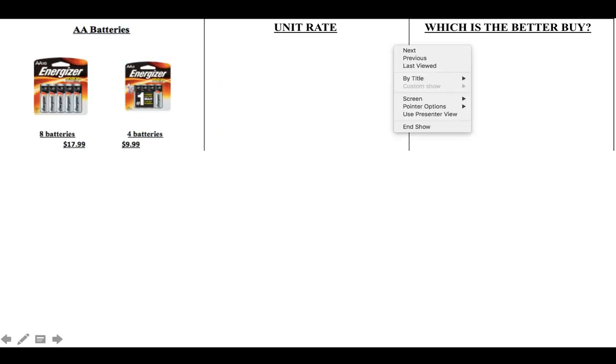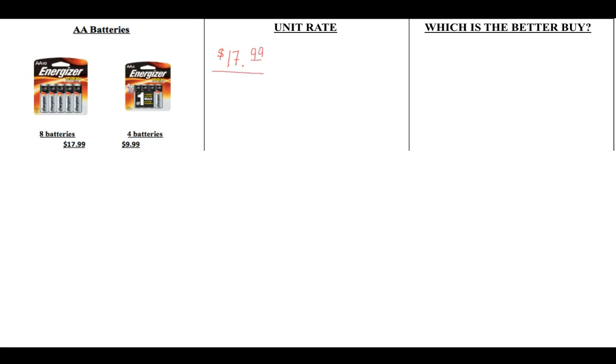Our last example that we're going to go through is for Energizer batteries. All right, so the first one, I'm going to set up my unit rate. I'm going to put the cost, again, up top, $17.99 for the larger pack. And that larger pack has 8 batteries in it. I'm just going to abbreviate here, 8 batteries. And I want to know, how much does 1 battery cost? Well, in order to find the cost of 1 battery, I'm going to need to divide my bottom by 8 and my top by 8.